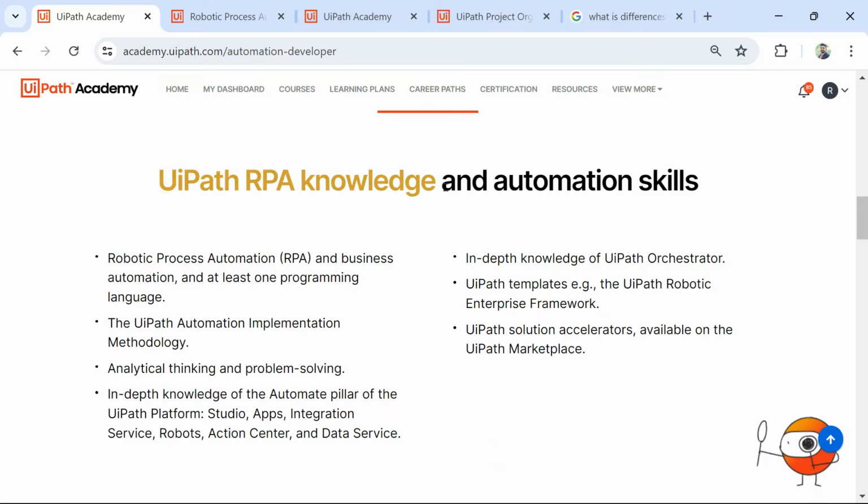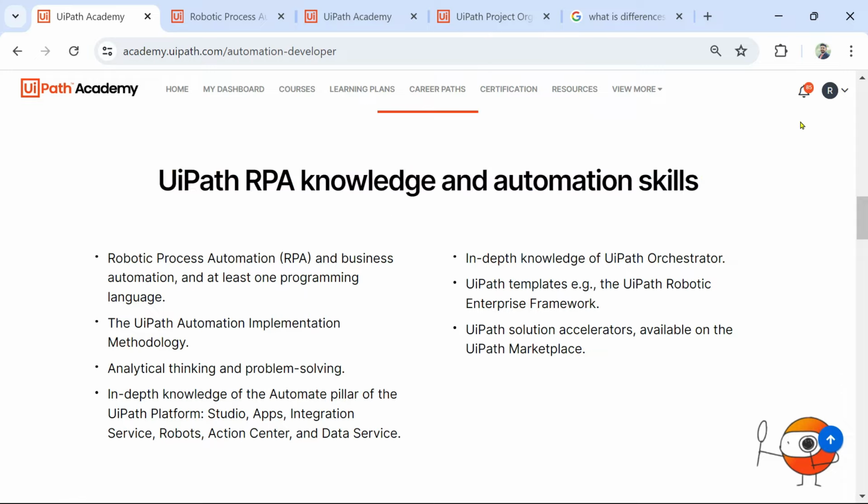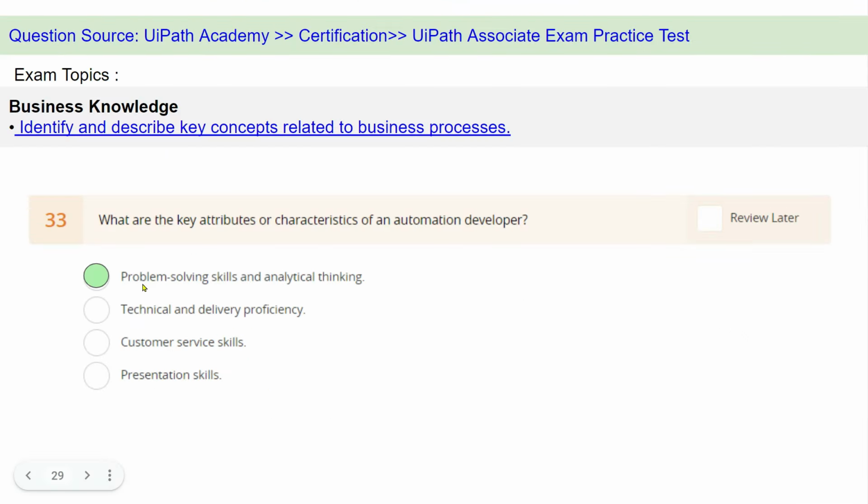Now, UiPath RPA knowledge and automation skills. So what are the skills required for the developer? Here are a couple of options, and one of the options is analytical thinking and problem solving. The UiPath automation implementation methodology you should know, in-depth knowledge of the automate pillar of the UiPath platform such as Studio, apps, integration service, robots you should be aware of as a developer. So this is one of the skills. If you go through this particular sentence on the page, this should help you understand what skills an automation developer should have. So that's why I have given this as the answer.